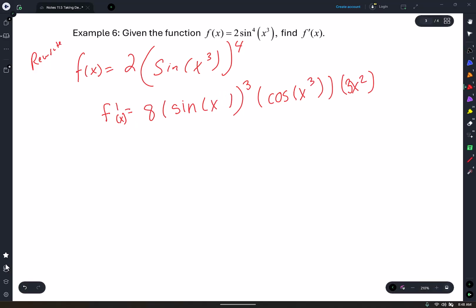Because they look kind of big. And then would we simplify that? I would, but if they don't tell you to simplify, you could just leave it, but I would. So what is 8 times 3?